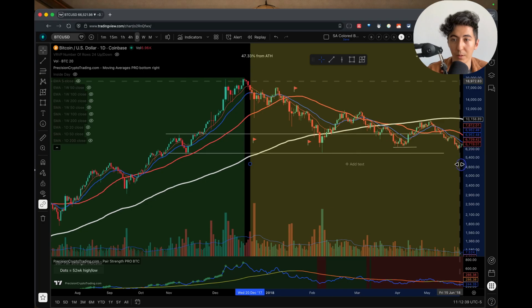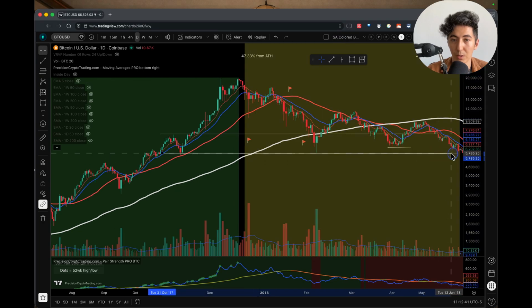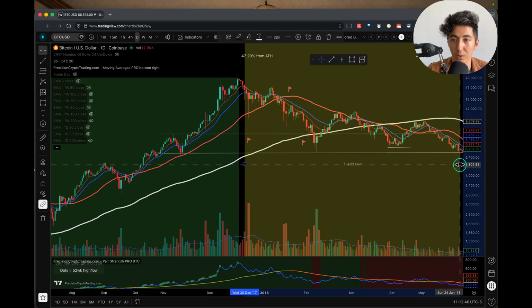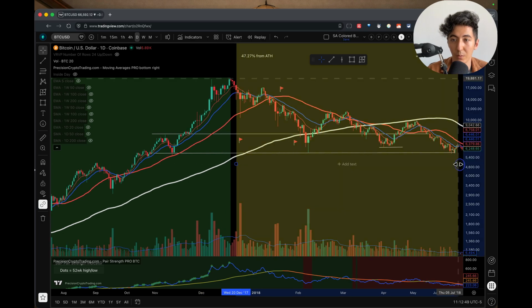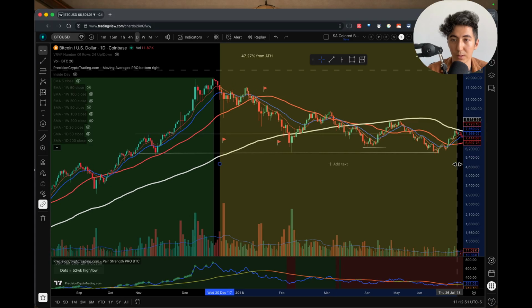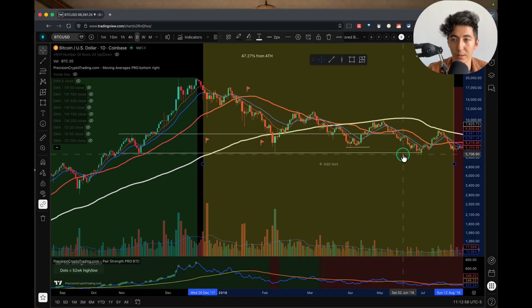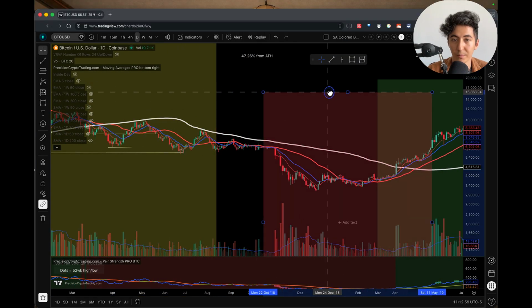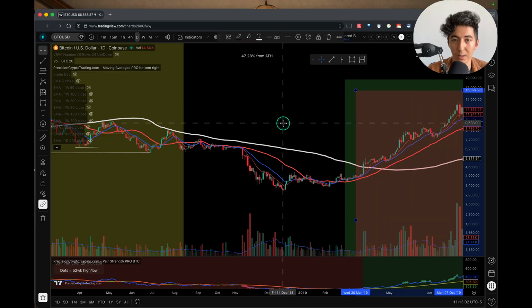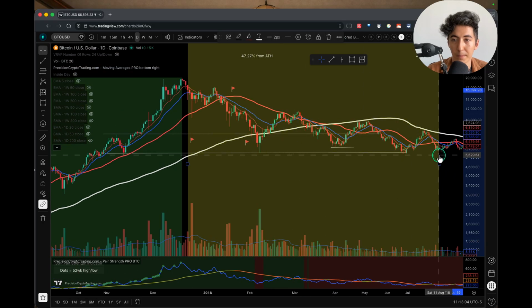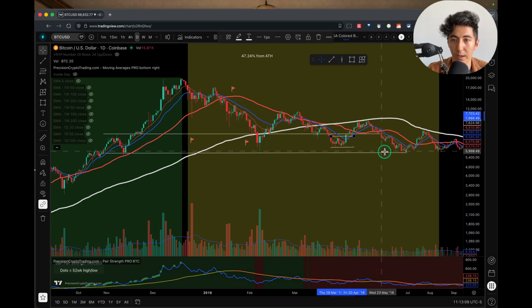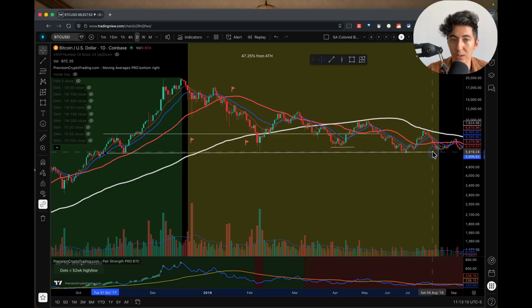But now we're coming up to this key support. And now I'm paying really close attention. Looks like it found some support there. And it looks like I'm going to have to get rid of this red box here. And now we're getting lower and lower. So we've come to this key support level again.